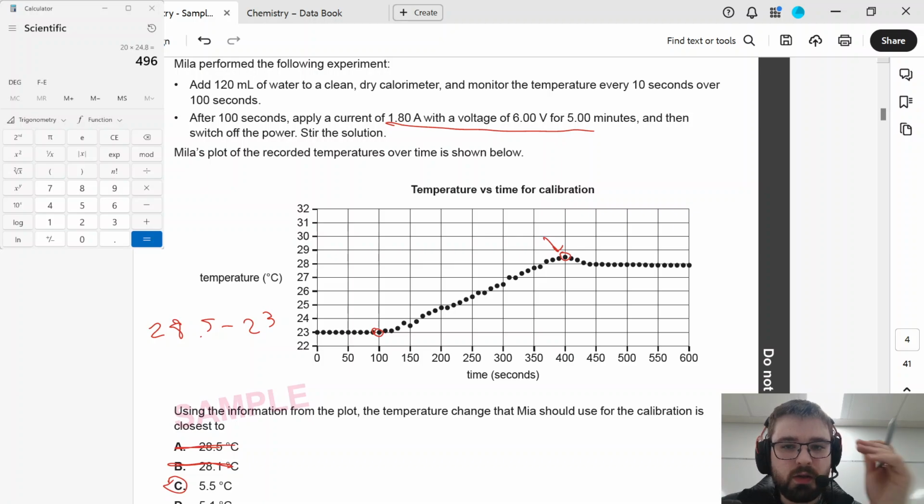Where do you get 5.1 from? I think you get 5.1 if you start here. As in, I don't know why the temperature goes down between the fourth and fifth point. That seems odd.